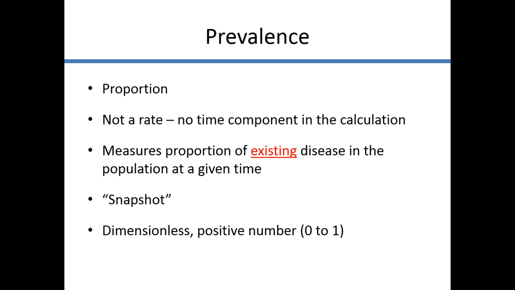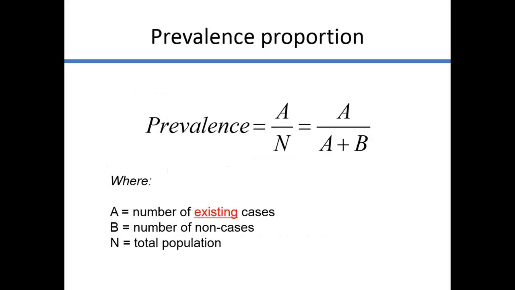If my town has 100 people and 30 people have a given disease like diabetes, what's the prevalence? Is it 30 divided by 100, or 0.3? Multiply that by 100 to get a percentage: 30%. 30% prevalence. Okay, so prevalence is A over N, where A is the number of existing cases and N is the total population. And N can be divided into the number of existing cases plus the number of non-cases. So it's the total population, obviously.